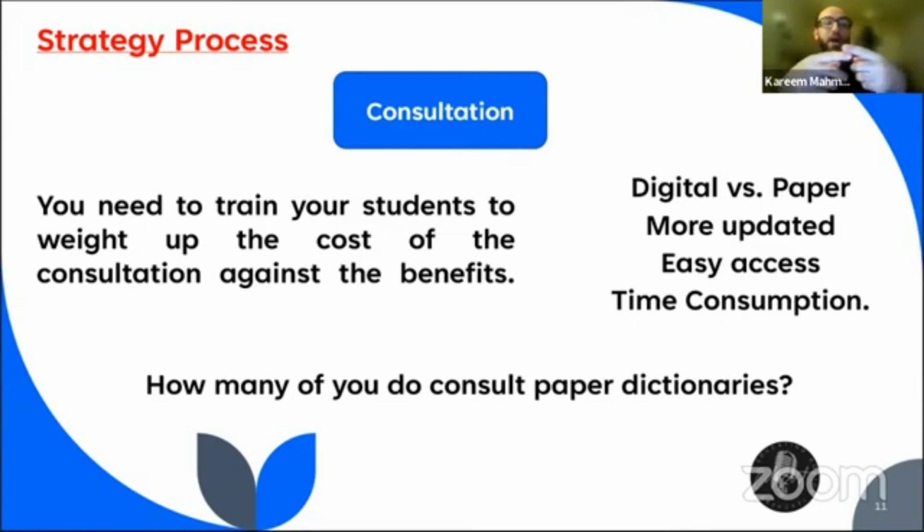For example, electronic dictionaries are more updated. I had this dictionary, the Longman Activator, since 2007. I'm sure that the later editions have more words and more examples. And also, easy access: time consumption is too much for paper dictionaries. How many of you consult a paper dictionary these days? You may keep a paper dictionary in your library at home, yes, for the sake of the good old days.